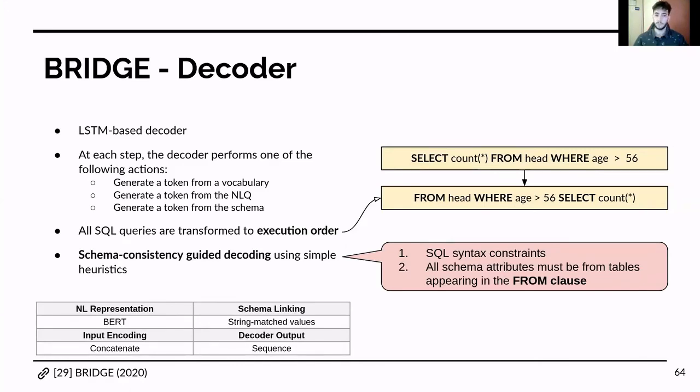So this is a way to tackle the problem that we have discussed, that this decoder is responsible for predicting a correct syntax. And another heuristic that it uses is that all schema attributes that are going to be predicted must be from tables that appear in the from clause. And this is where predicting in execution order becomes even more useful, because we start by predicting the tables that we're going to use. So having predicted them, it is very easy to restrict the system into predicting only columns that appear in these tables. So these are some tricks, some techniques to try to avoid all the drawbacks of a sequence-based decoder.